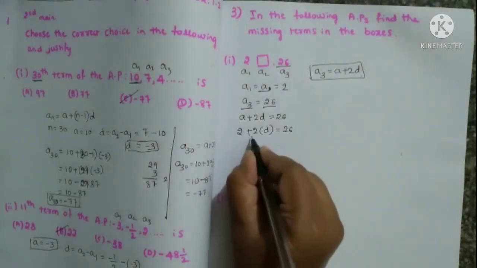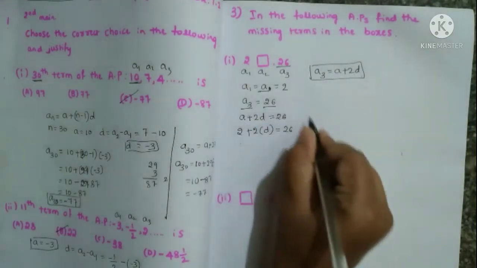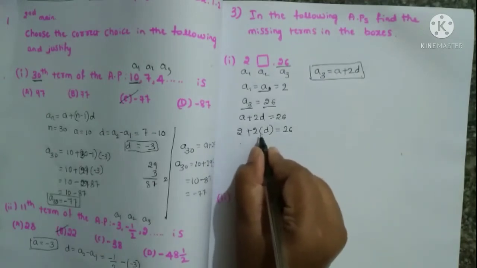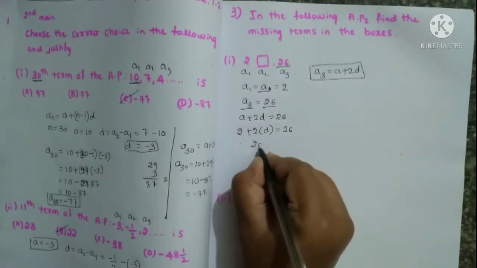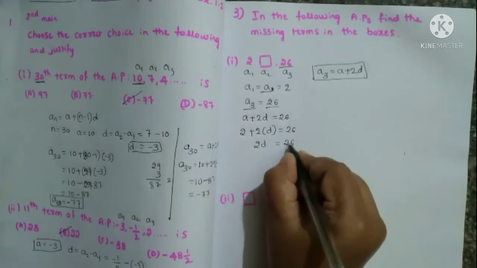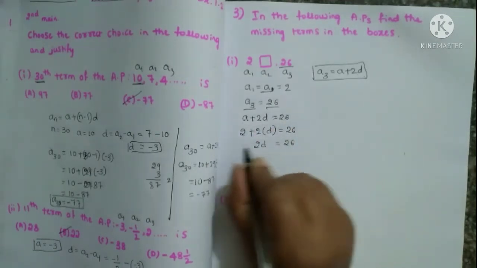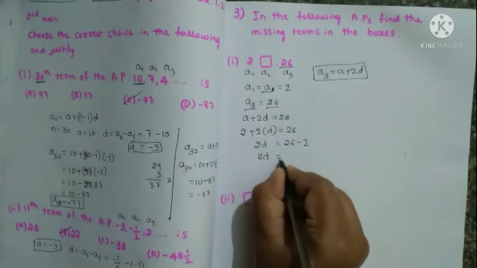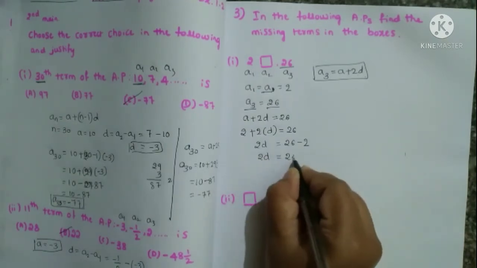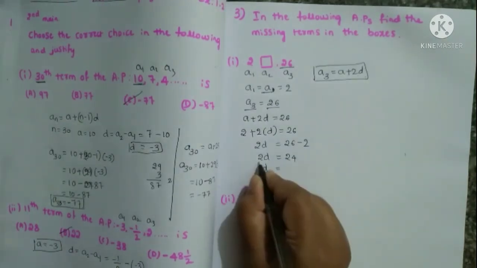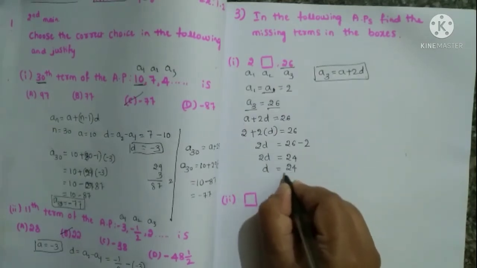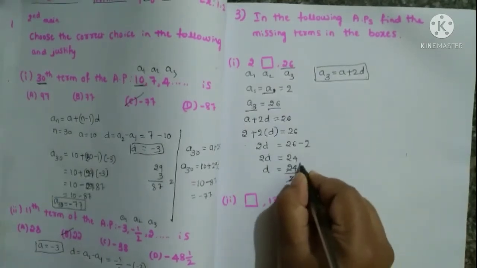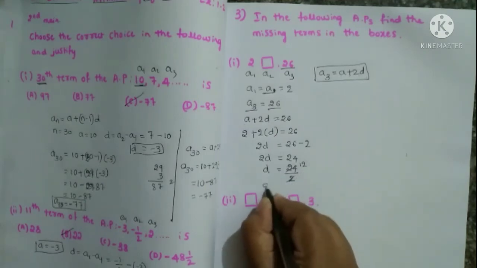So here 2, if I transfer right side, because this you can't transfer because d is there here. 2 I'll write as it is equal to 26. This 2 I'll transfer right side, plus 2 will become minus 2. So 2d equal to 26 minus 2 is 24. d equal to, here between these two is multiplication, 24 divided by 2. 2 ones are 2, 2 twos are 4, 12. So d value we got 12 here.